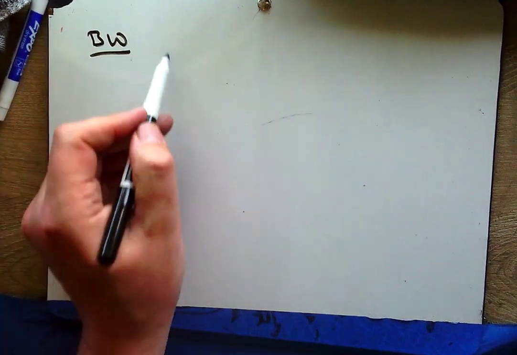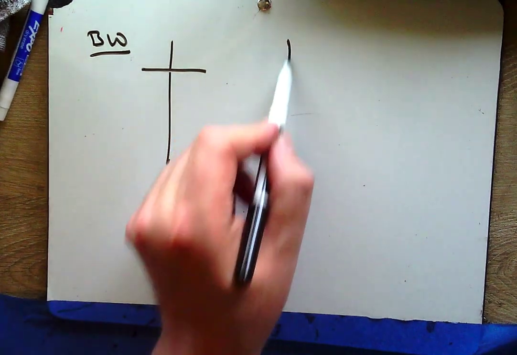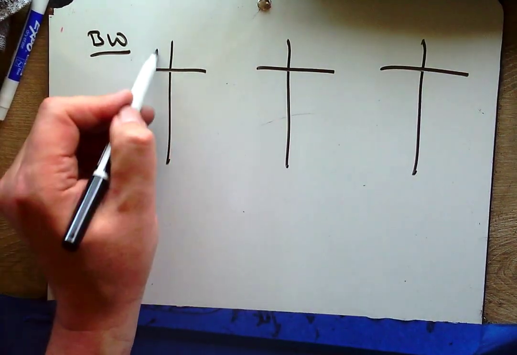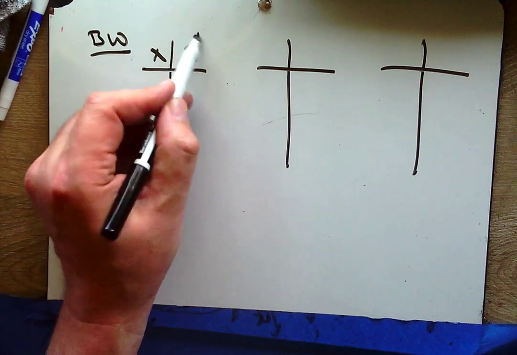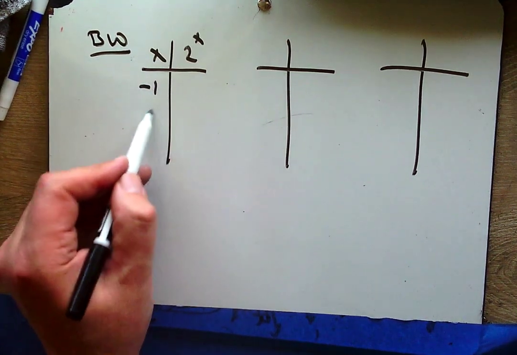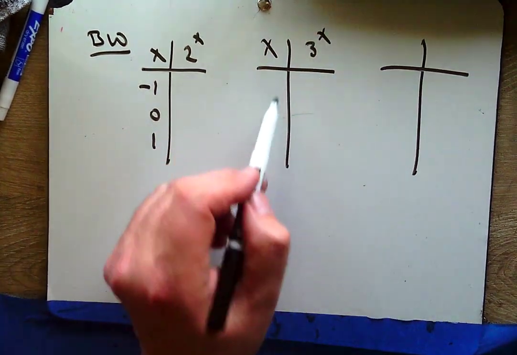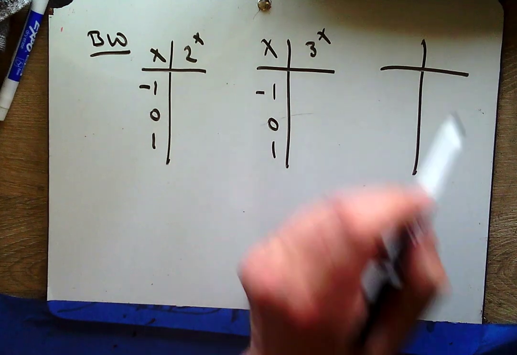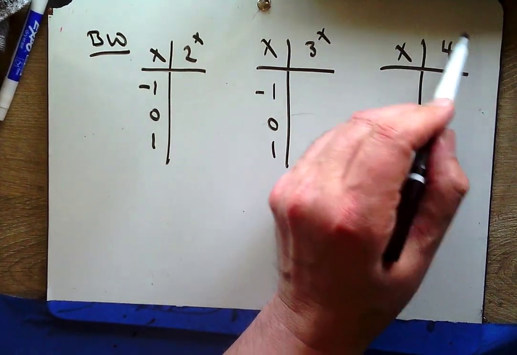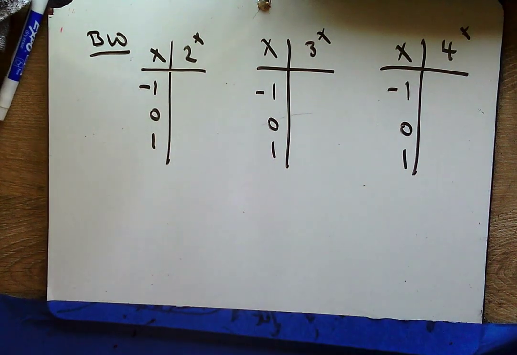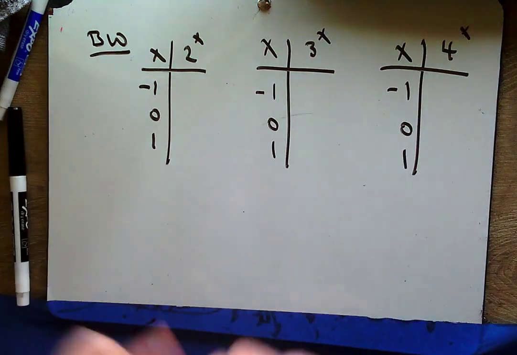Okay, I'm wondering if you could indulge me a moment. I'm going to put up some t-charts, and I'm hoping you'll fill them in. X and 2 to the x. Negative 1, 0, 1. X, 3 to the x. Negative 1, 0, 1. X, 4 to the x. Negative 1, 0, 1. Okay, take a minute, fill out that chart, or those charts.